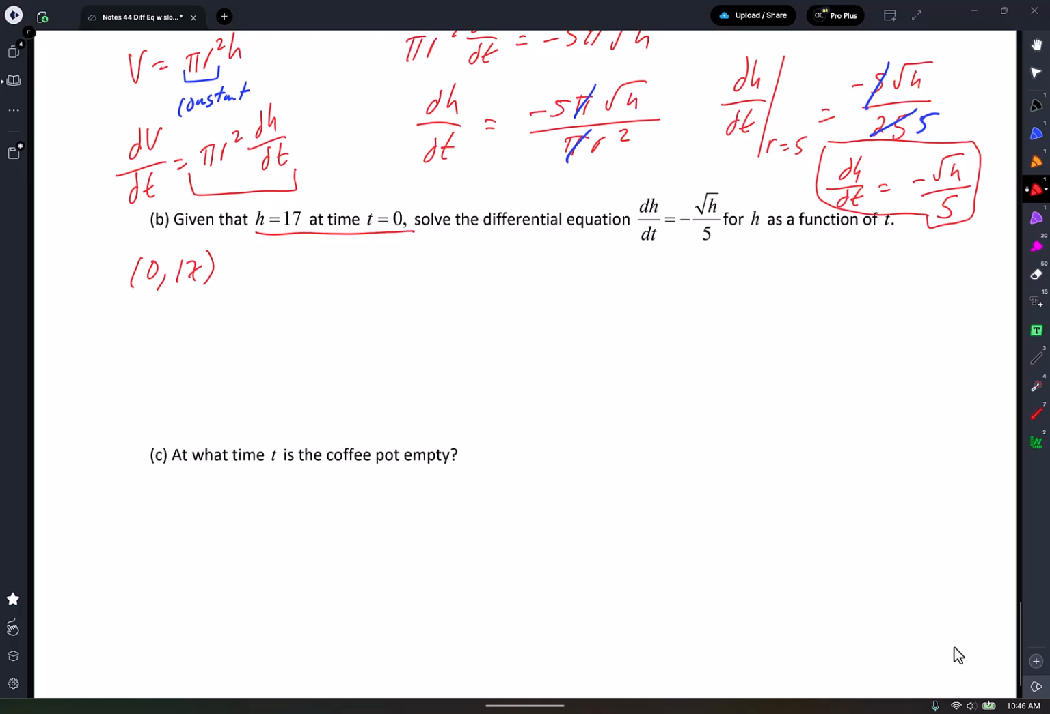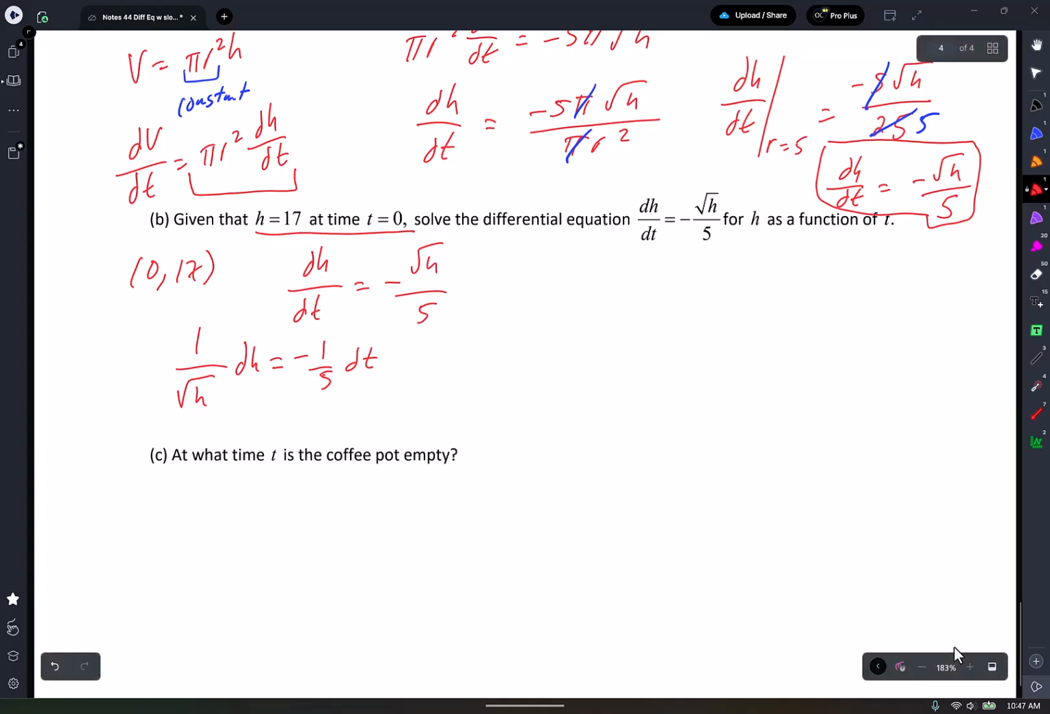What's my first move? Separate the variables, the h's with the h's, and well, I guess there's no t, so just move the dt to the other side. Let me rewrite it again. So here it is, over 5. I'm going to divide by square root of h. I'm going to leave the negative there because I think it's easier to deal with on the right-hand side. So I'm going to have 1 over square root of h dh equals negative 1/5 dt. Is everyone okay with that?